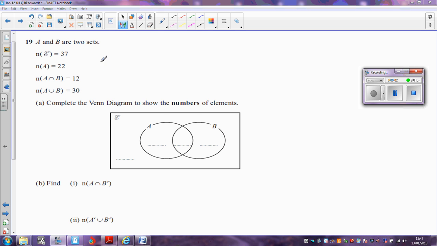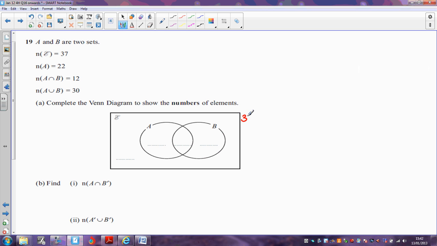Okay, so we've got a Venn diagram here. Remember, the numbers that you're given here are the number of elements. We don't know what those things are, but it tells you how many elements, how many items there are in each region of the diagram. First of all, the universal set contains 37. I can't put that on the diagram, but I'll just make a quick note of it here to tell me that within the diagram there must be 37 elements altogether.